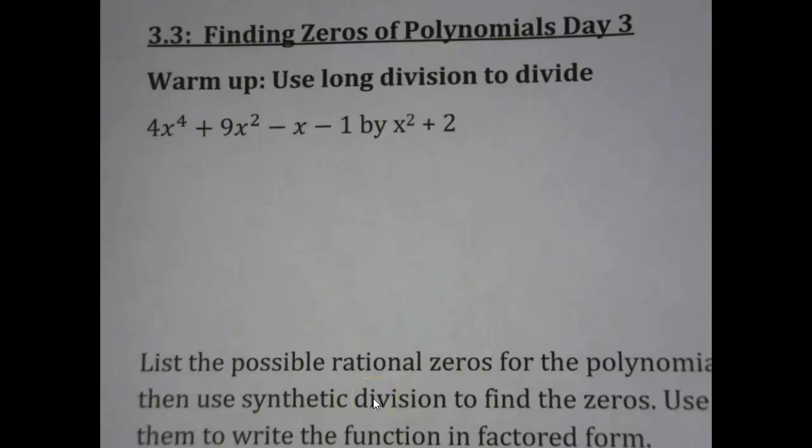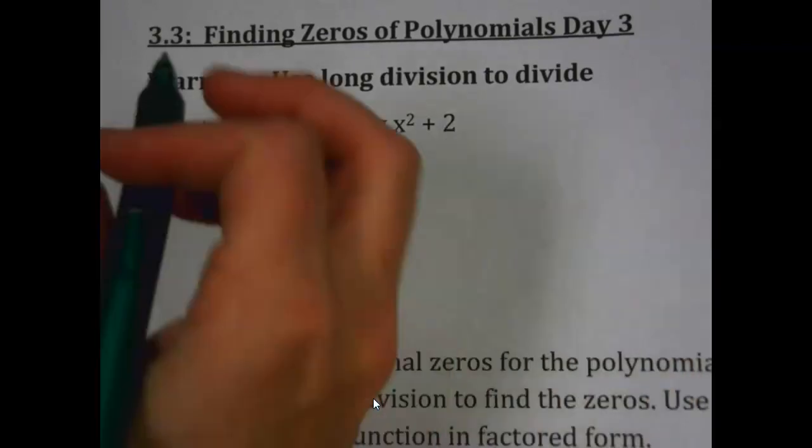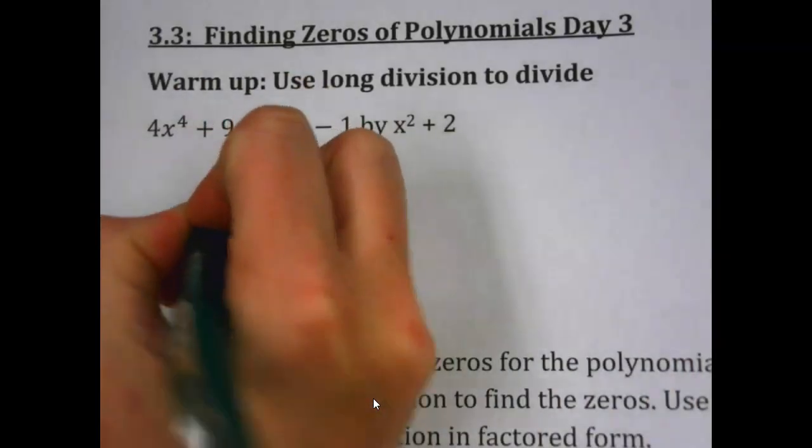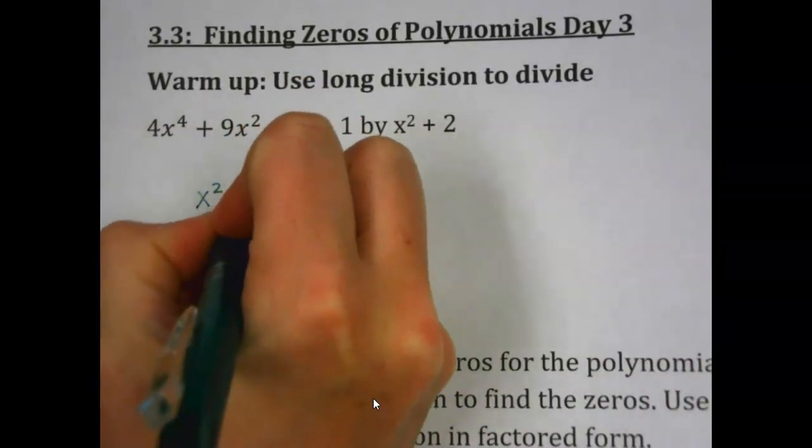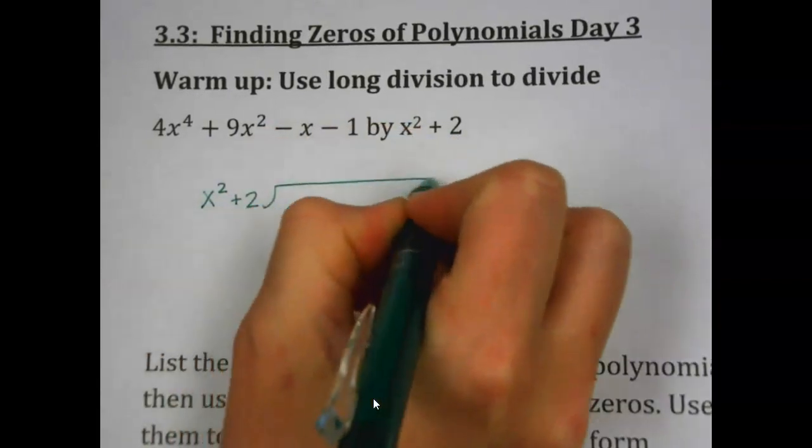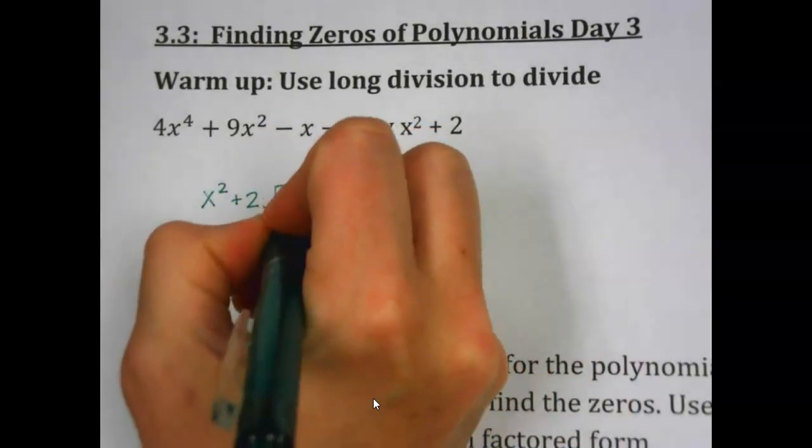This is part 3 of 3 finding zeros of polynomials. We're going to start with a warm-up of some long division, just to review that. This time we're going to be dividing by a quadratic, which typically we are dividing by linear functions, so it'll be a little different, but the process is still the same.